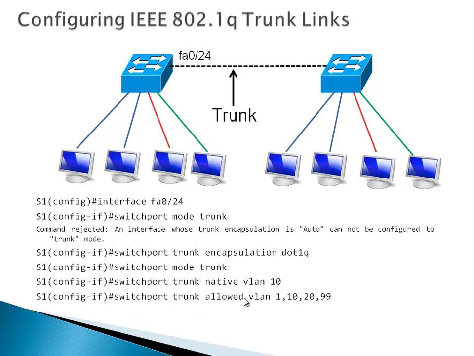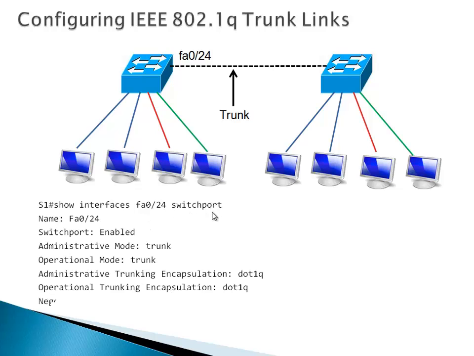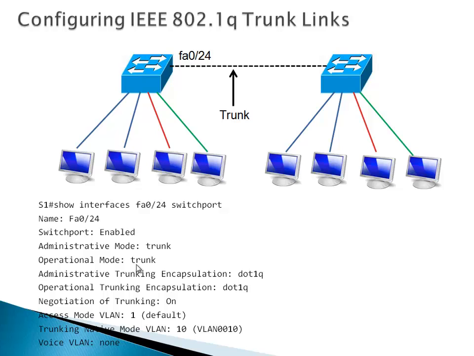Then switchport trunk allowed VLAN 1, we're allowing VLAN 1, VLAN 10, VLAN 20, and VLAN 99. So for example, VLAN 30 will not be allowed on the trunk link. If VLAN 30 comes to this switch, this port will deny VLAN 30 from flowing on this trunk link. Now show interface Fa0/24 switchport, to check the configuration that we have done.